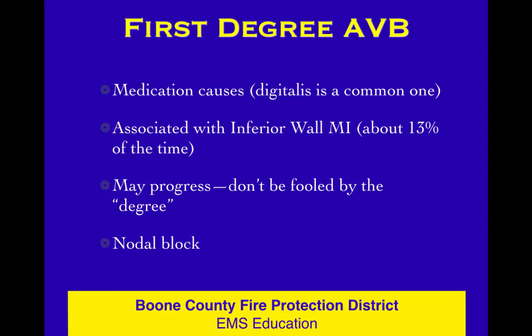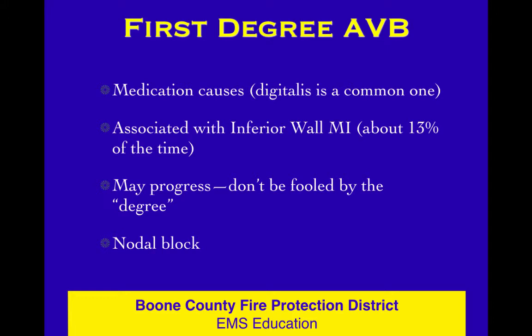First degree AV block can also come with an inferior wall MI. Somewhere between 10 and 15% of the time when you have an inferior wall MI, you're going to have some first degree block. And that sort of makes sense once you figure out where that inferior wall of the left ventricle is, and what artery feeds it, and then look at what else that artery feeds. So it turns out the right coronary artery feeds the inferior wall most of the time, and it also feeds the AV node. So it just makes sense that there's some sort of disease process in that right coronary that's causing you an inferior wall MI.